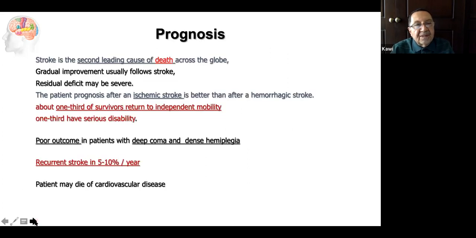Prognosis: it is the second leading cause of death, and about 1/3 of survivors will return to independent mobility, while 1/3 will continue to have serious disability. If the patient has deep coma and dense hemiplegia, that's a poor outcome. And recurrence of stroke is about 10% every year. But the patient also may die from cardiovascular disease such as MI.